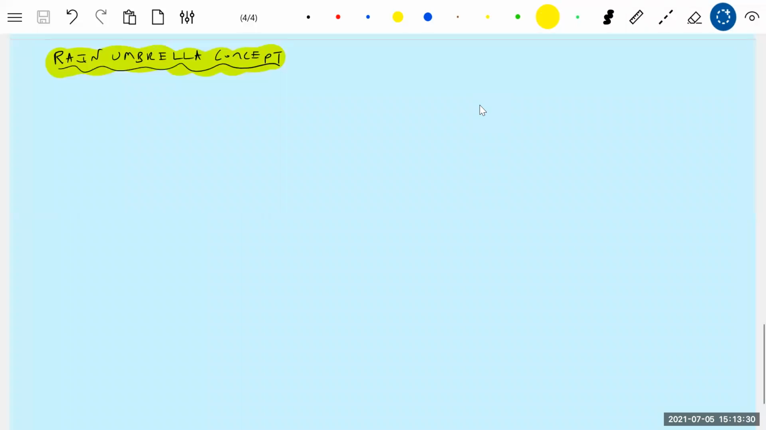Rain umbrella concept. I have to finish off this topic first. At the end, I'll go for the paper discussion. I think 4:30. After 4:30, we'll have a paper discussion. Okay.